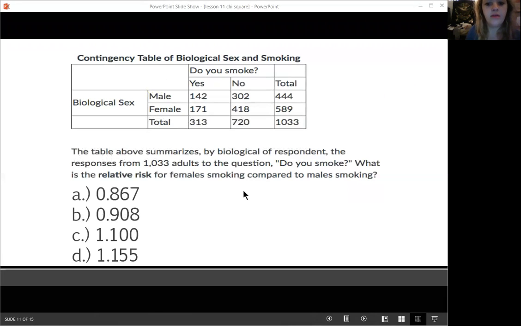The table above summarizes by biological respondent the responses from 1,033 adults to the question, do you smoke? What is the relative risk for female smoking compared to male smoking? This is the last thing we just talked about, since it's fresh in your mind. So go ahead, try to solve this one, and then we will go over it together.